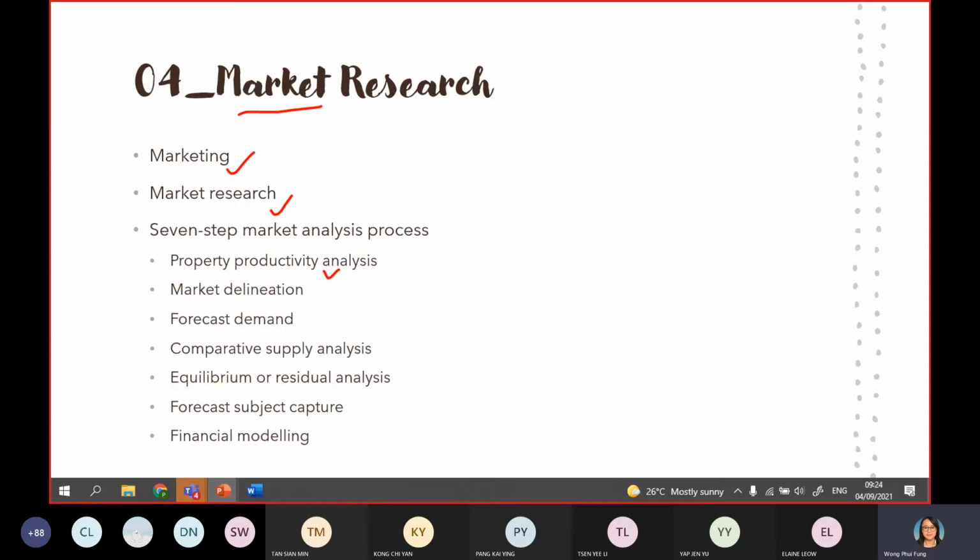Okay, so in this chapter, basically you have learned how to conduct the 7-step market research, from the first one to determine the plot ratio, the density. Then after that, market delineation, you have to determine the radius, the boundary of your research to find out what are the externality that will affect your proposed property development. Then you forecast the demand, forecast the supply.